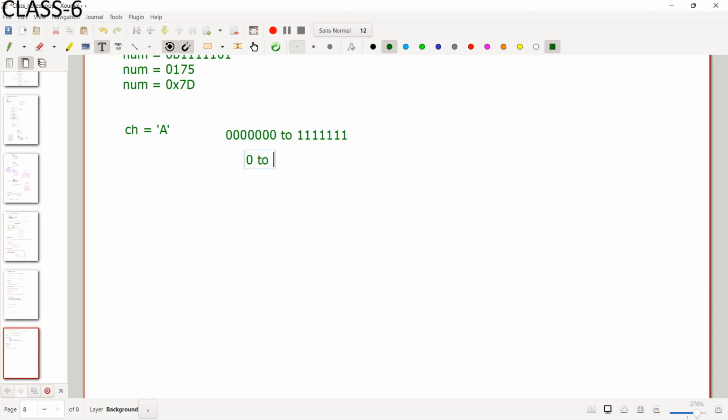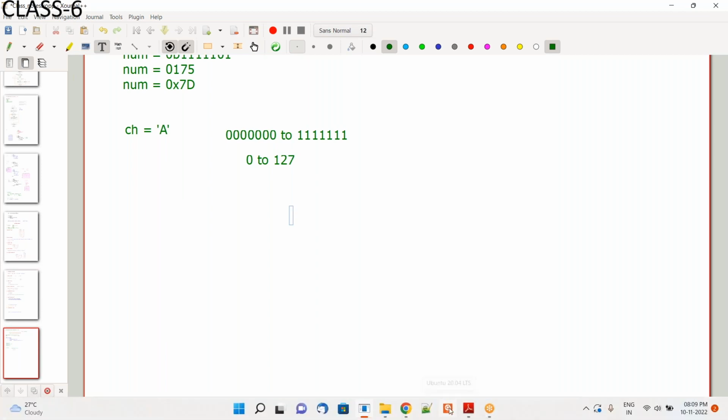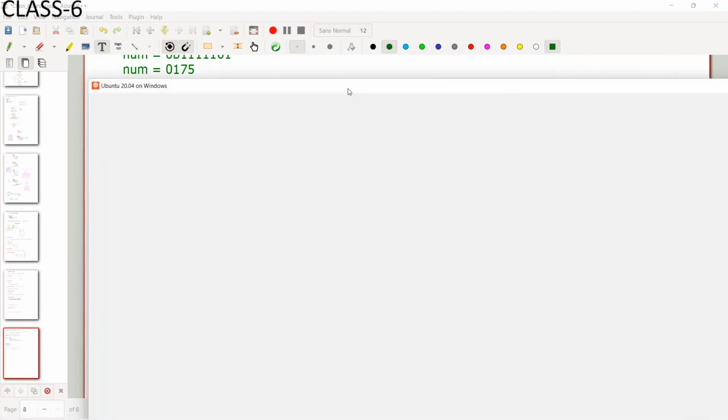In the ASCII equivalent character code, every character will have an equivalent decimal value starting from 0 to this particular one. What is this value? 7 ones, that is 127. So the maximum value for an ASCII character code is 127. Now, where can we see all the ASCII character code representations? For that, you have to go with the ASCII man page.